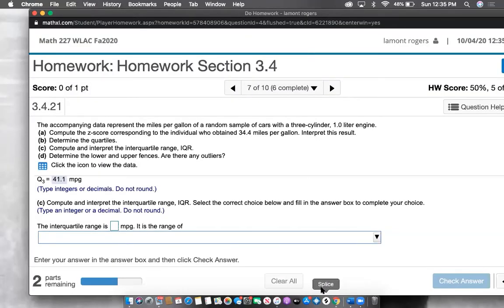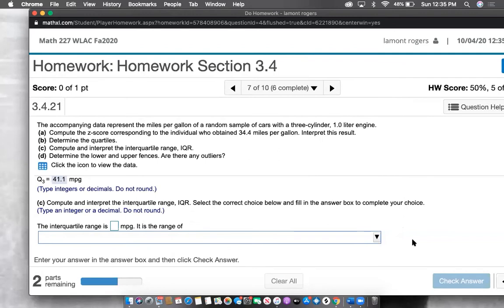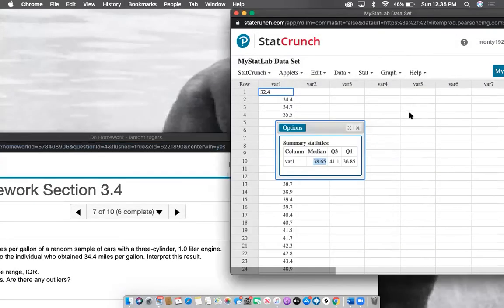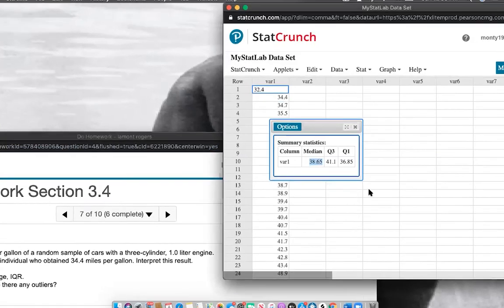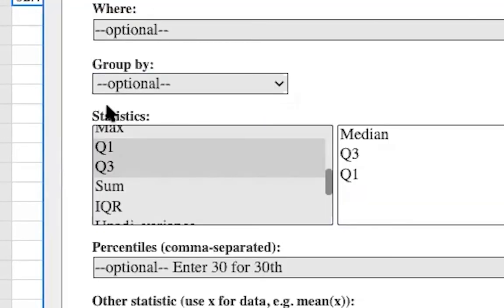All right, so compute the interquartile range, select the correct answer below. Well, by the way, I'll show you something cool. If you go to the data, StatCrunch gives you the interquartile range, so you don't even need to find it. Check this out. Go to options, edit, and IQR. See?